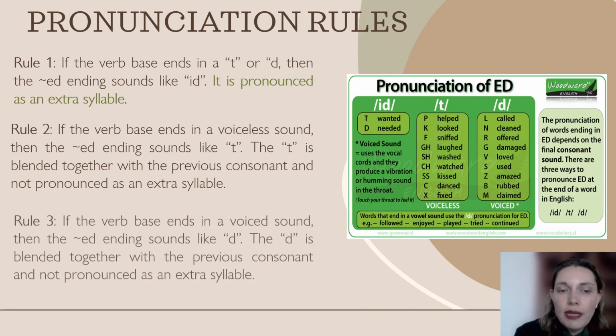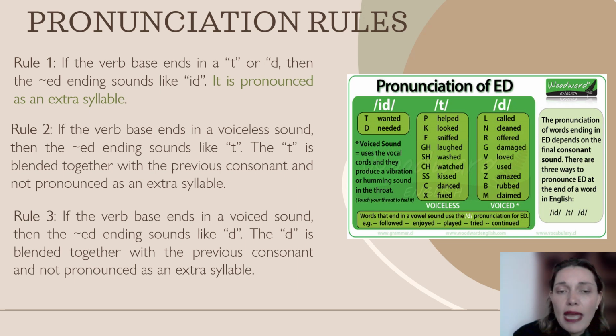Rule number 3. If the verb base ends in a voiced sound, then the ed ending sounds like d. The d is blended together with the previous consonant and not pronounced as an extra syllable. For example, call, one syllable, called, one syllable. Okay, we don't pronounce an extra syllable.